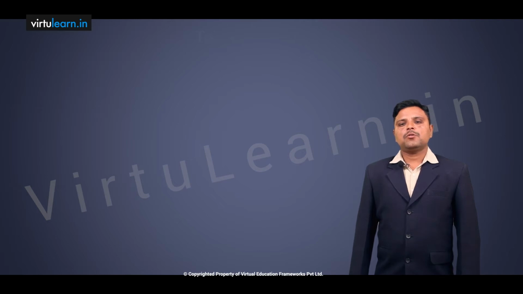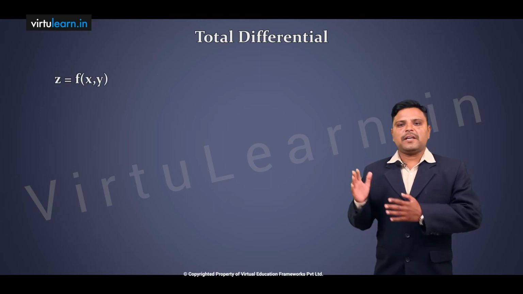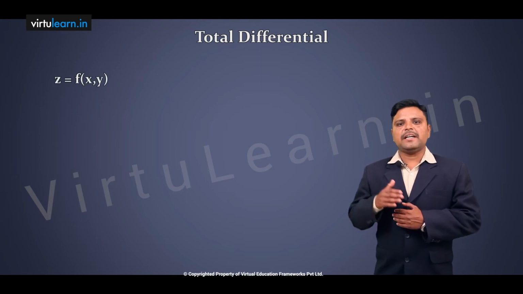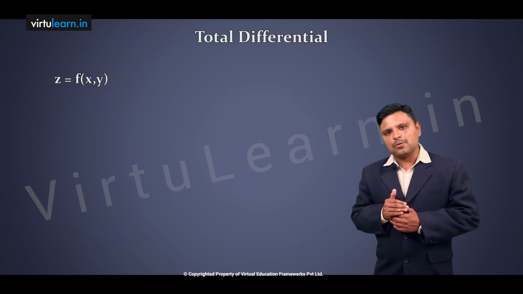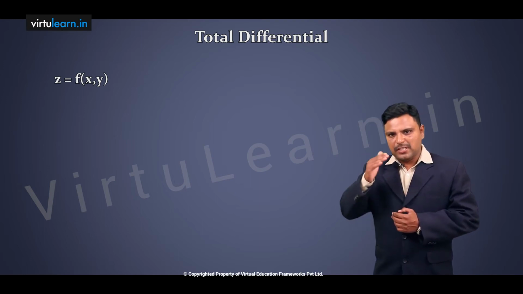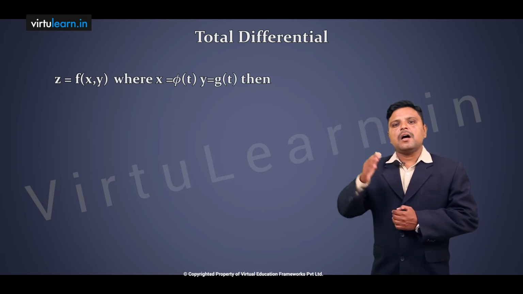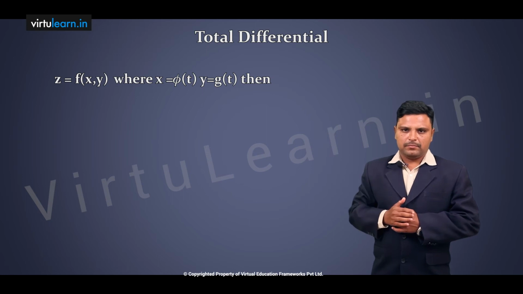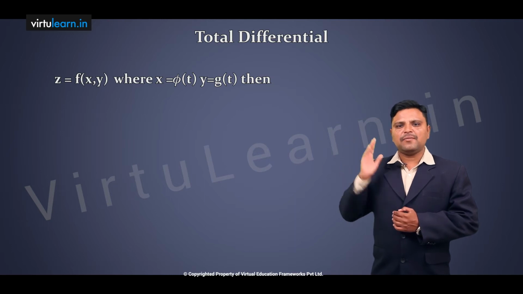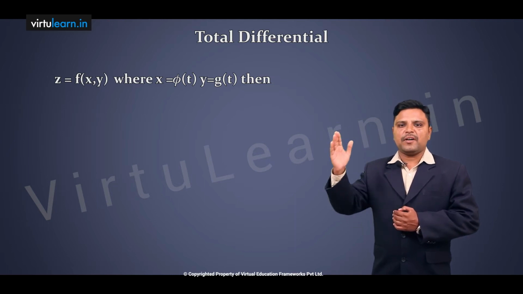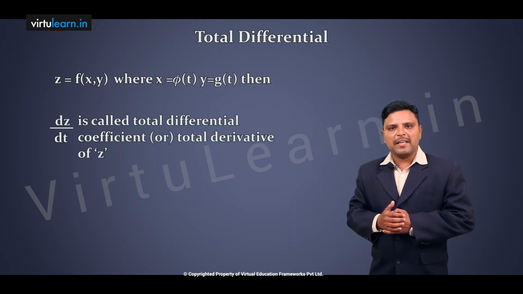Next topic, total differentiation. Suppose z equal to f of x comma y, which means z is a function in terms of x and y, and these x and y variables are also functions in terms of t, meaning x equal to phi of t, y equal to g of t. Once again, z is a function of x and y, and x and y are functions of t. Then total differentiation is denoted by dz by dt.